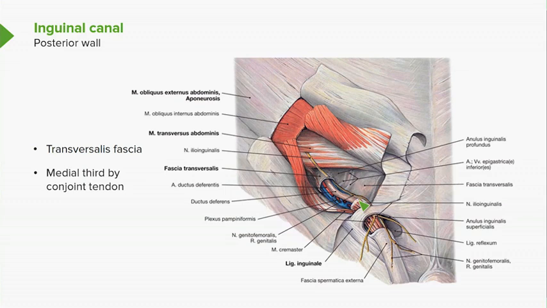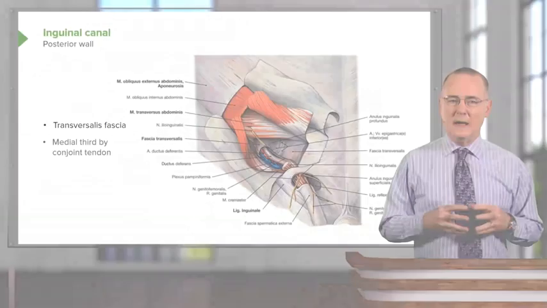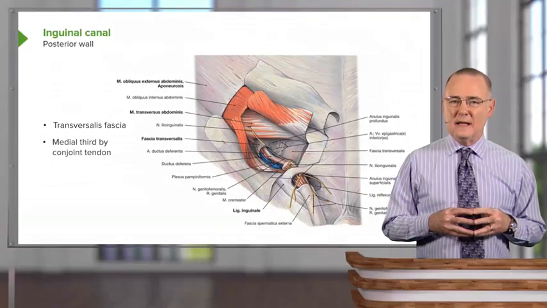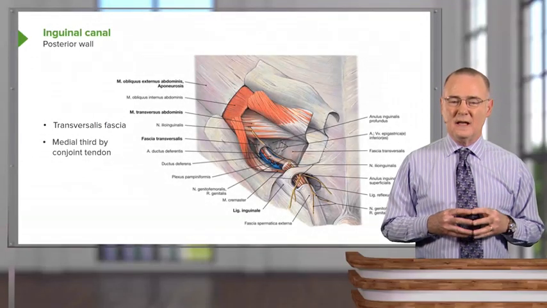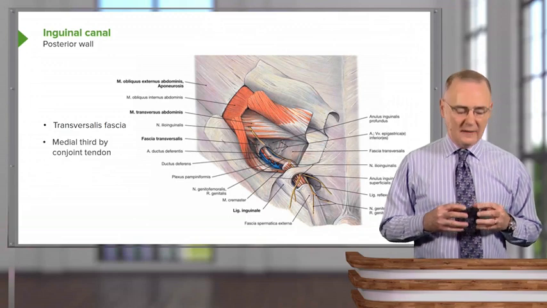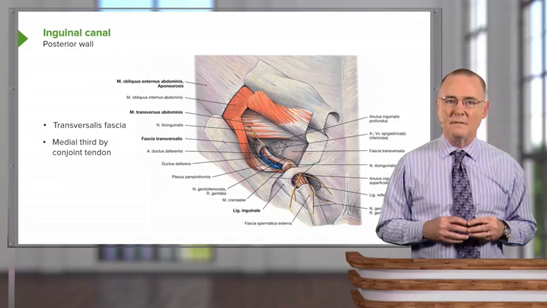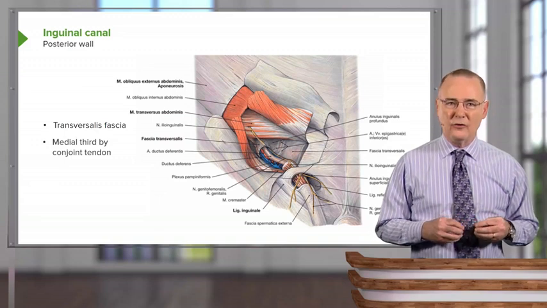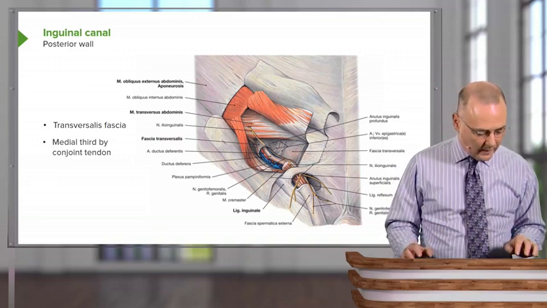More medially here along the posterior wall and not visible at this particular point in time is a tendon referred to as the conjoint tendon. It is formed by the aponeuroses of the internal abdominal oblique as well as the transversus abdominis. So that helps to reinforce the medial third or so of the posterior wall.